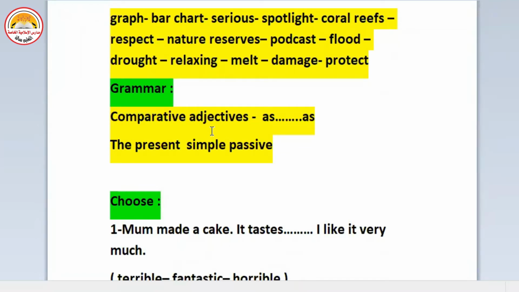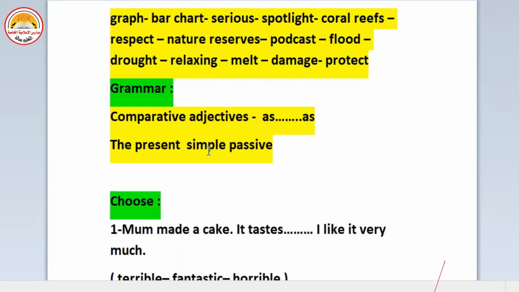If the adjective is long, we have to add more or less before the adjective, and after it we use than. For example, more beautiful than, less beautiful than, more expensive than, less expensive than. Here we have another point, as adjective as. We use it when two things or two persons have the same adjective, or they are equal in this adjective. So here we use as adjective as.